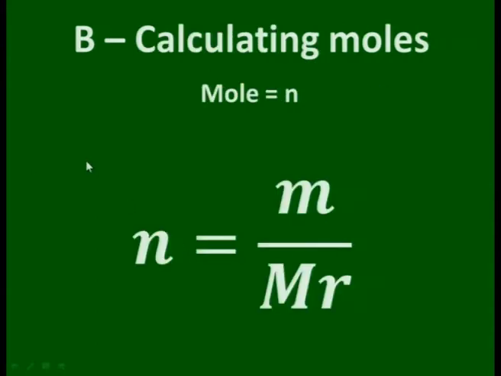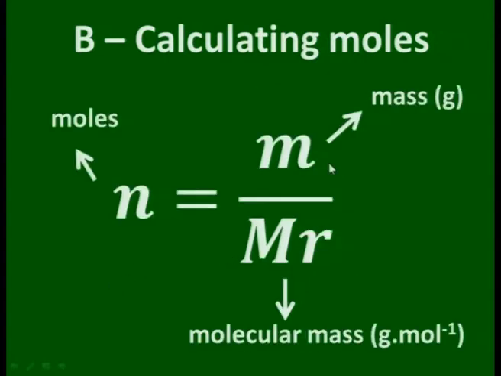How to calculate moles? Moles has the symbol of n. So n, which is moles, is equal to mass, which is measured in grams, and molecular mass, which is measured in grams per mole. So if you want to calculate moles, you take the mass, which is in grams, divided by molecular mass, which is in grams per mole, which you get from the periodic table, as explained earlier in this video.